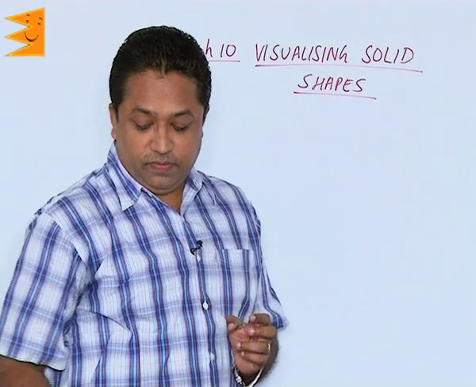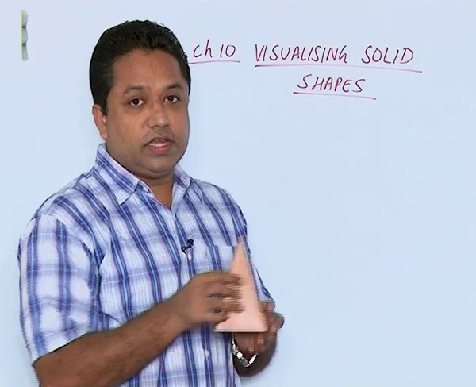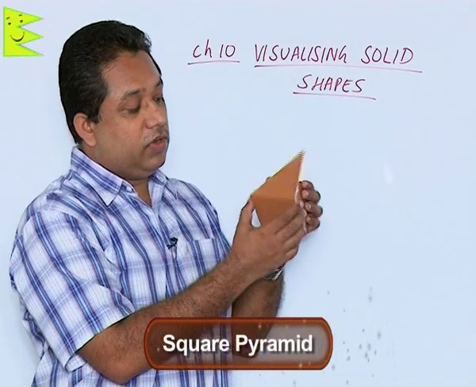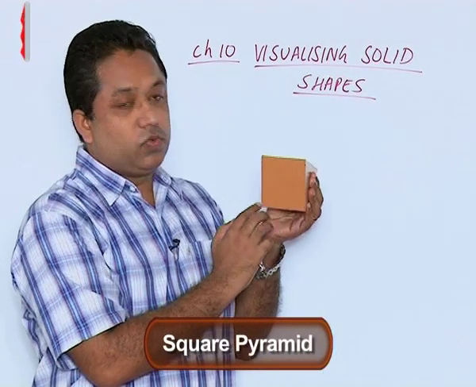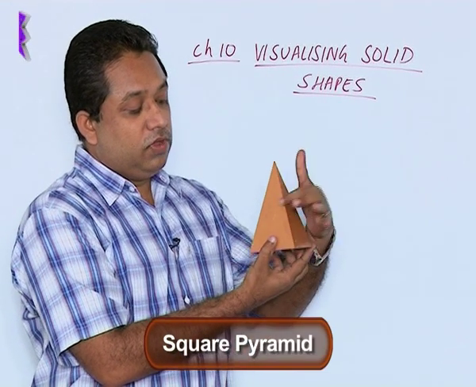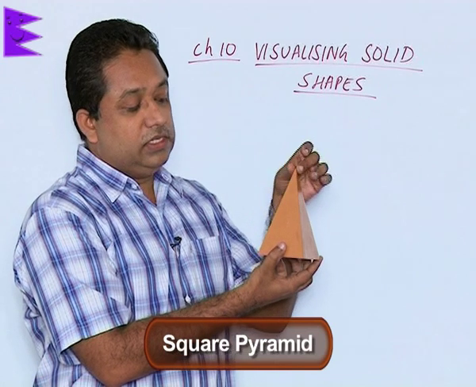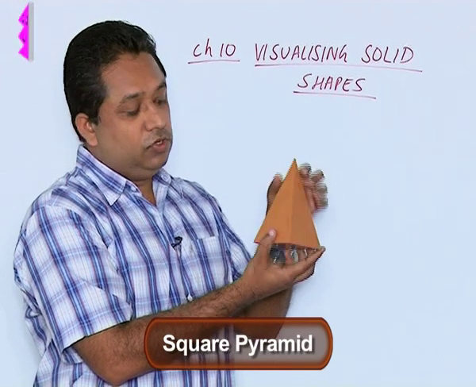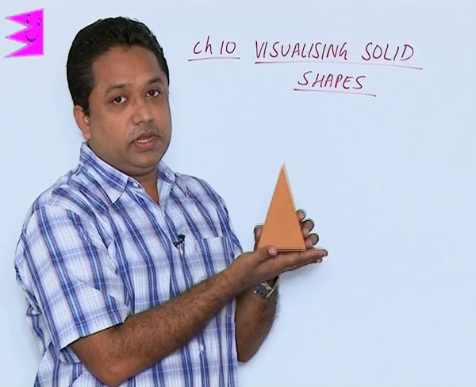You can also have a square pyramid. This is an example of a square pyramid. Look at the base. The base is square and here you find that it is made up of 1, 2, 3, 4 triangles tapering upwards. So this is called a square pyramid.